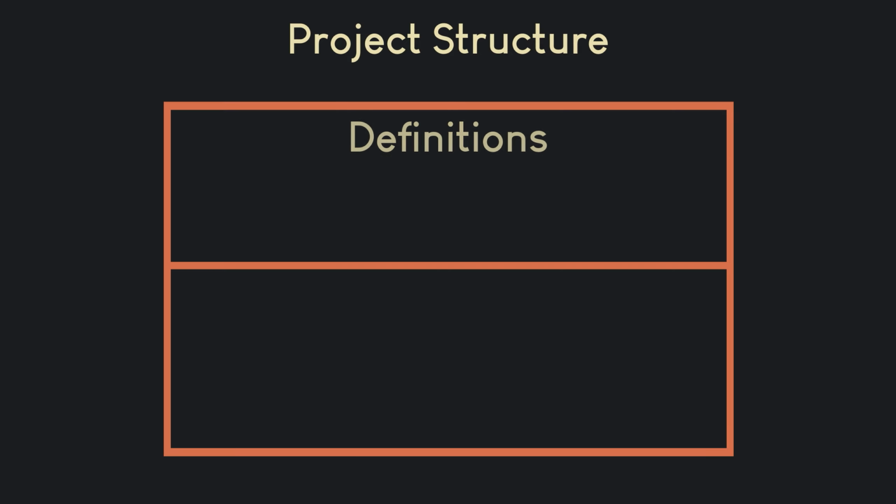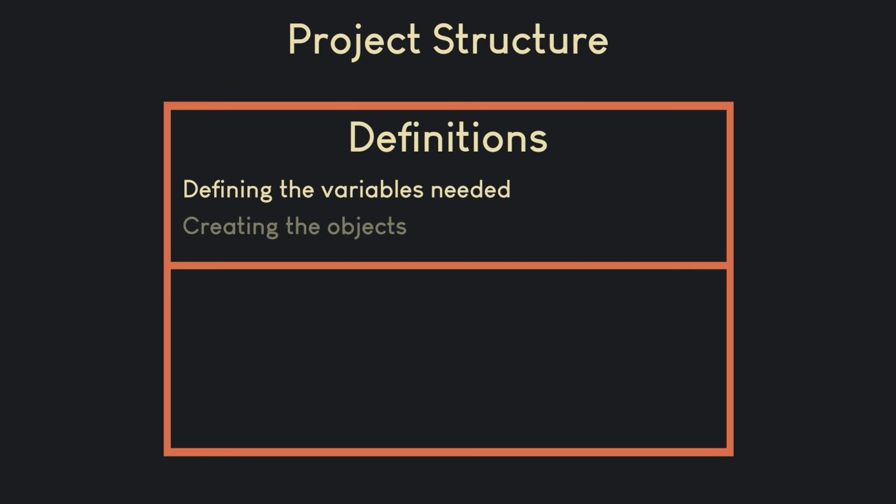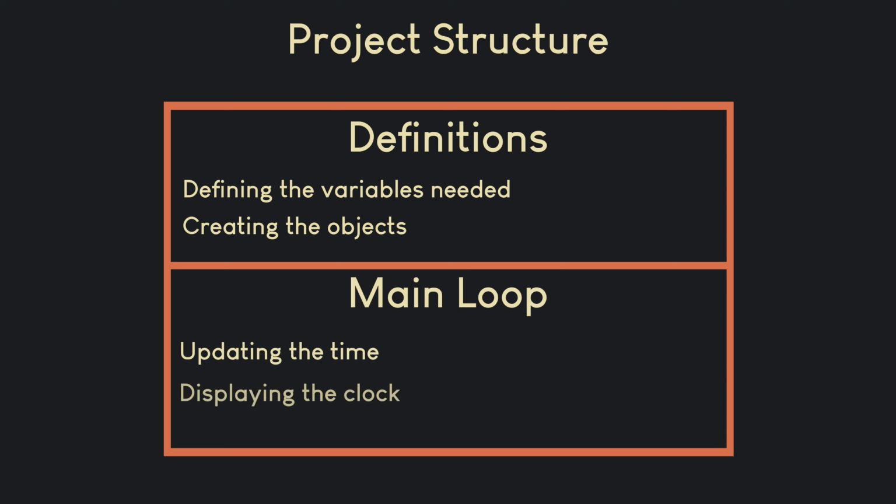The first part of the code is where we define our variables and initialize essential objects like the clock. The second part is the main loop, which is responsible for displaying the clock and updating the time. The main loop is like the heartbeat of the project, running repeatedly until the project is closed. Now let's create a blank screen and the main loop.